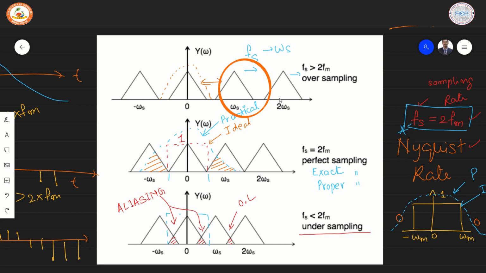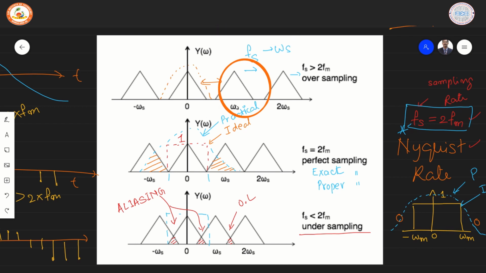Now, as a part of sampling, we are obtaining replicas of the spectrum. You can see that the same information which is found at the center is repeated at frequencies illustrated as omega s, 2 omega s, and so on. The separation between the original and the replica here is equal to omega s. In other words, the sampling frequency omega s, which is derived from Fs, is going to decide the separation.